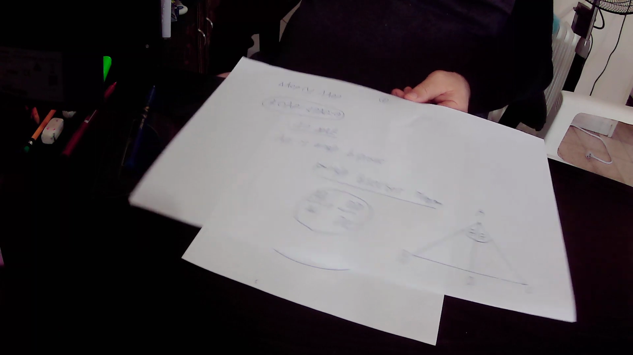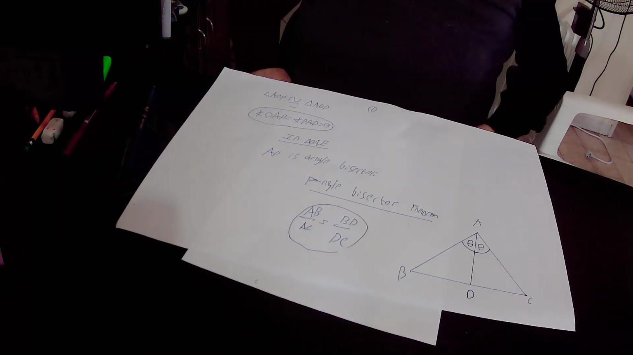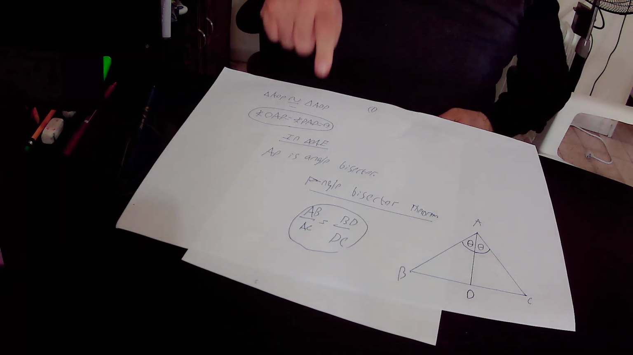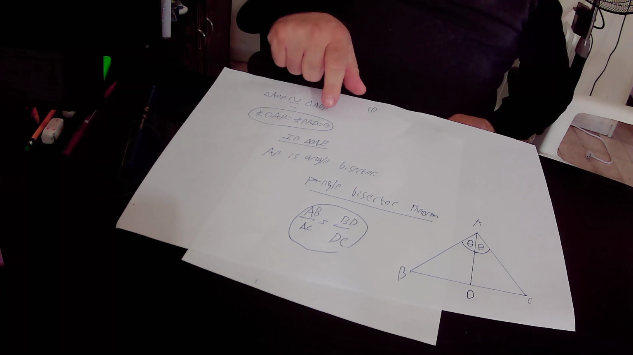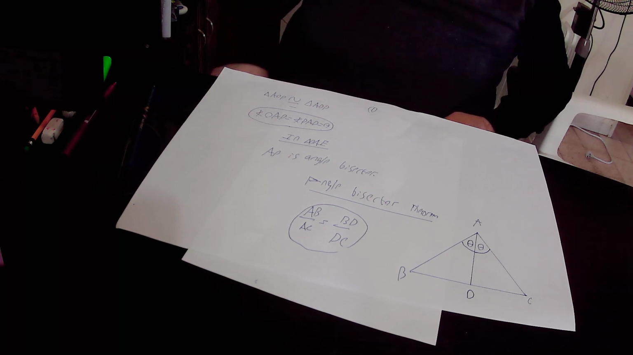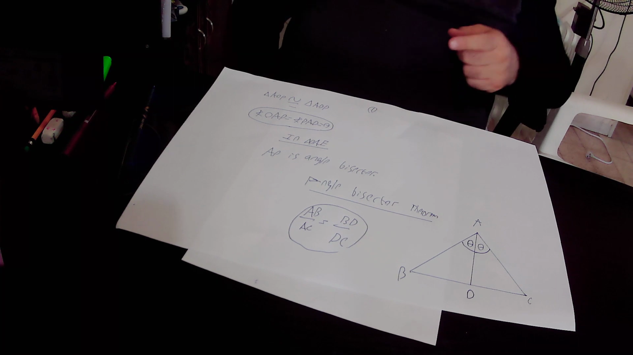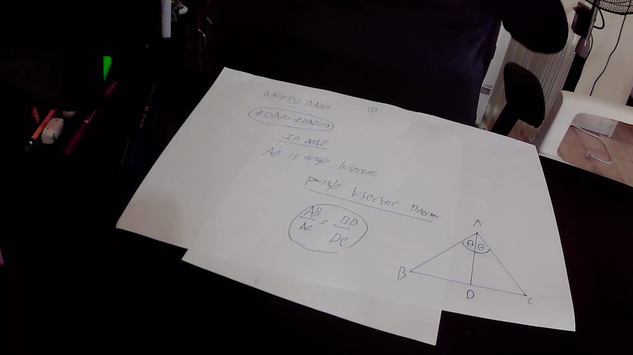And we have the theorem of the angle bisector. Again, AP is the angle bisector of triangle AOE, the right triangle, and according to the angle bisector theorem, if we have triangle ABC, that could be any triangle.